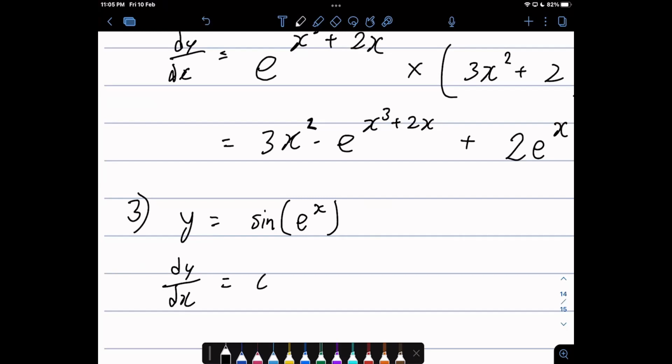Cosine. dx times, differentiate e^x, which is just e^x. That's it. Done. That's all. Easy, right?